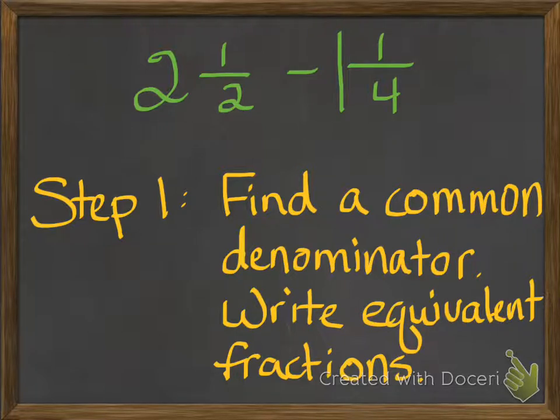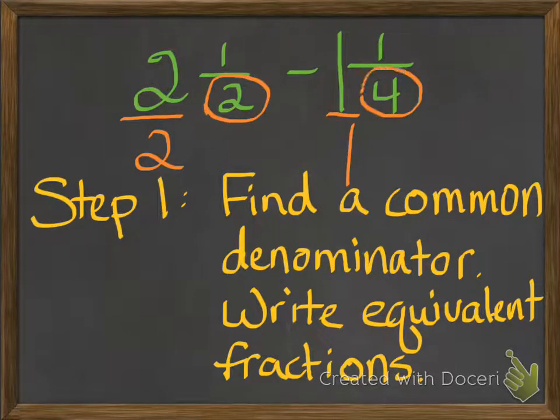Step 1, find a common denominator and write equivalent fractions. Okay, so I'm going to just ignore the whole numbers for right now. They're not going to change. They're still going to stay the same. So I'll just go ahead and write them down. My denominators are going to change so that they are both the same denominator.